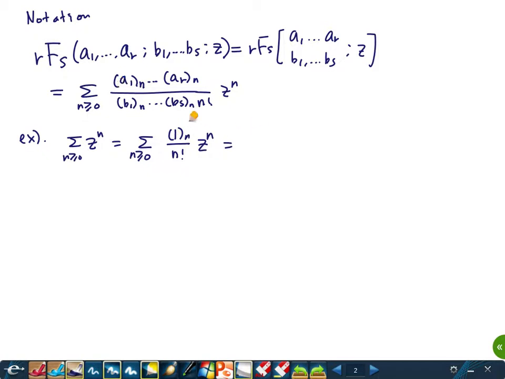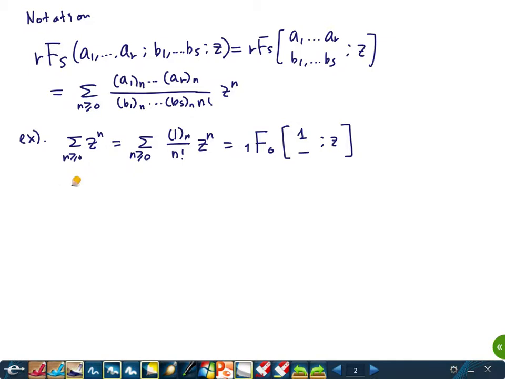So we have one. By the way, r means the number of factors in the first row. s is the number of factors in the denominator except this. So we have one thing here, so it's 1F. We have nothing here, so 1F0. And in the numerator we have 1, 0. Because there's nothing there, we just write like this. It means nothing there. And z. So the geometric series can be written in hypergeometric notation like this. Okay?